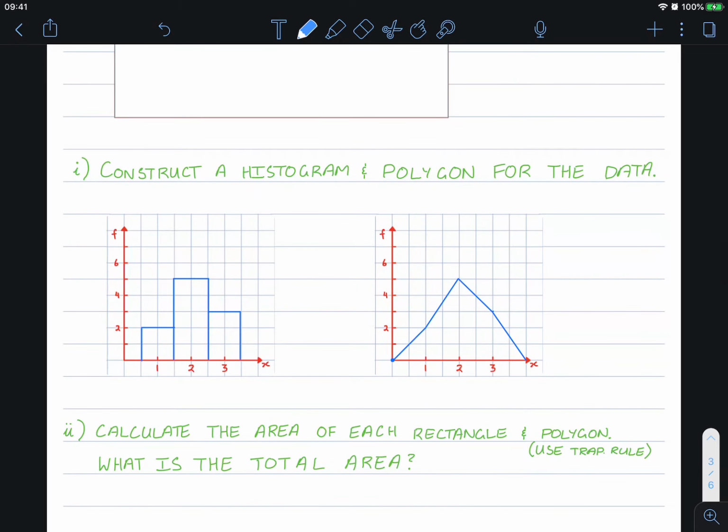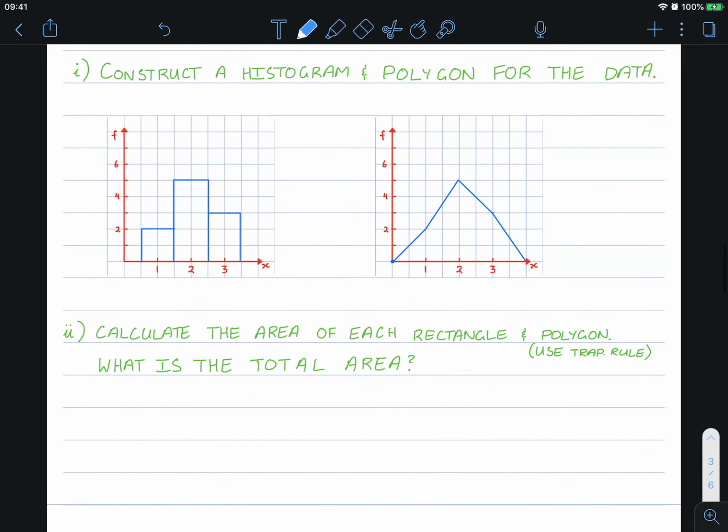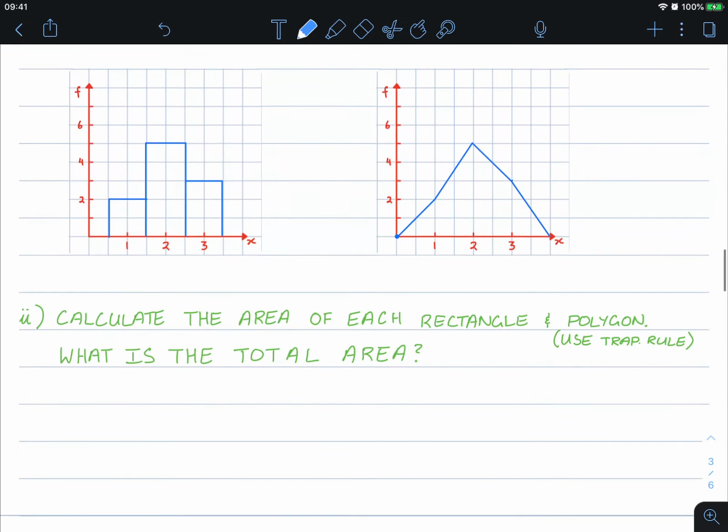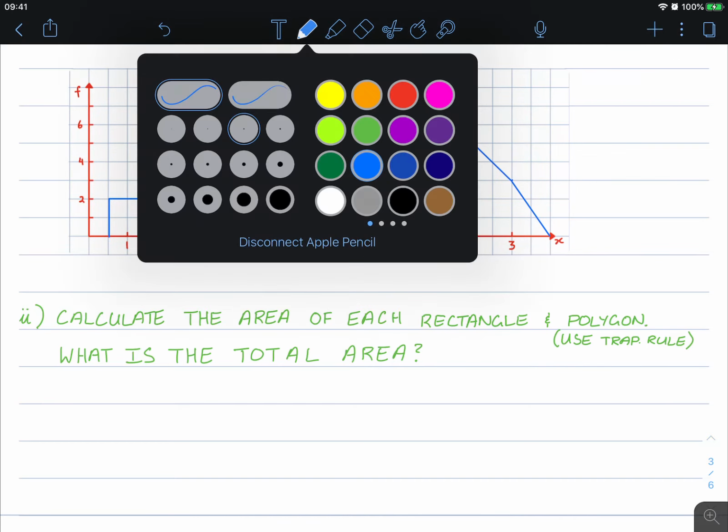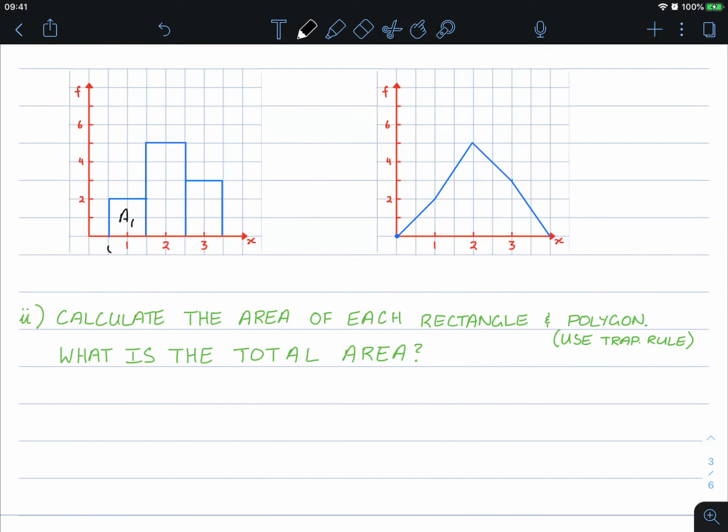Now let's calculate the area of each rectangle and polygon. Well, what do you think the total area will be? Well, let's do it here. Let's do this as area 1. That's 1 by 2, so an area of 2, plus 1 by 5, that's area 2, which is 5, plus 1 by 3. The total area of that is going to be 10.